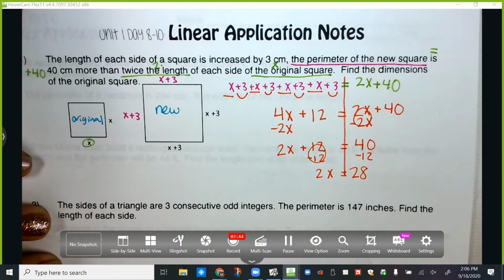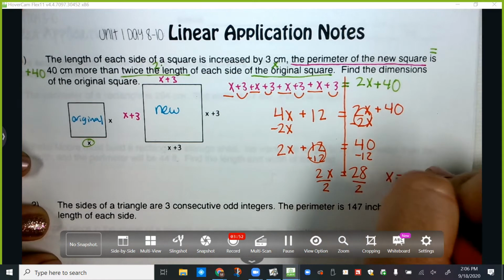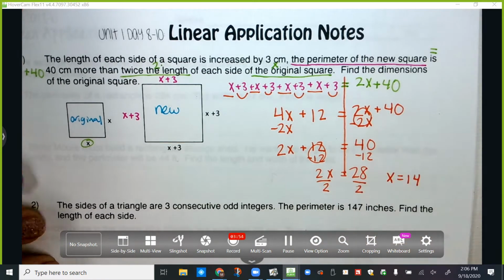You're exactly right. Not by 12, by 2. I knew what you meant. And x equals 14. You're exactly right.